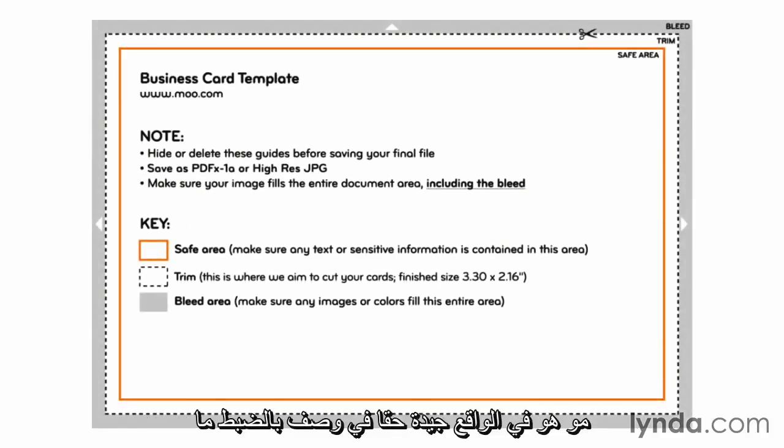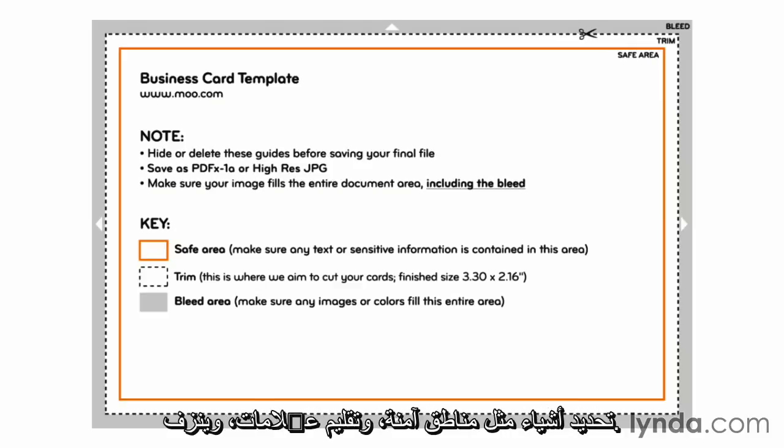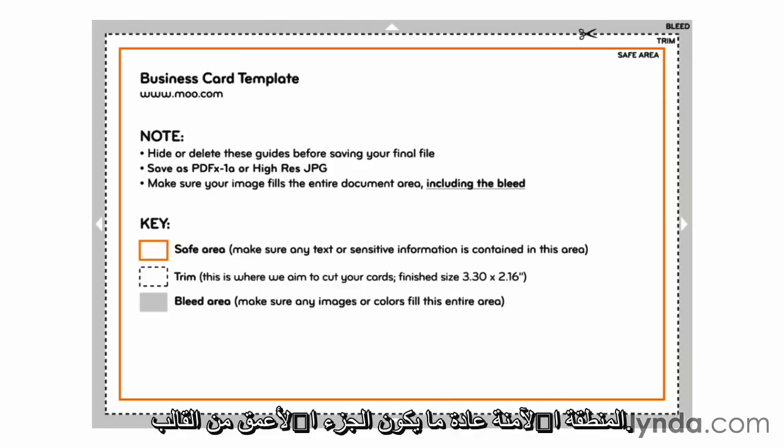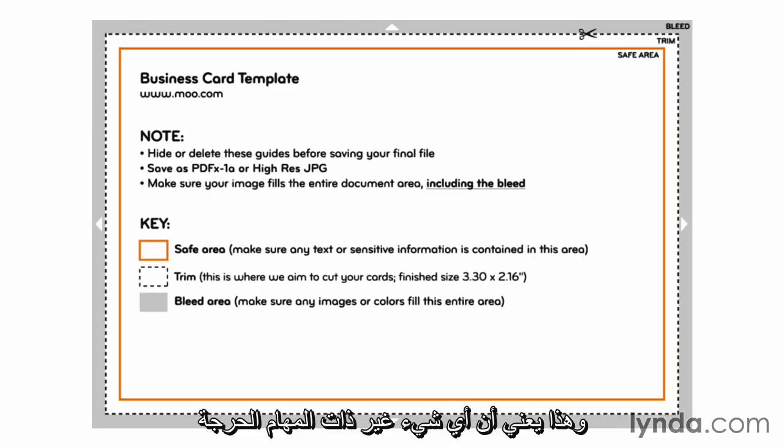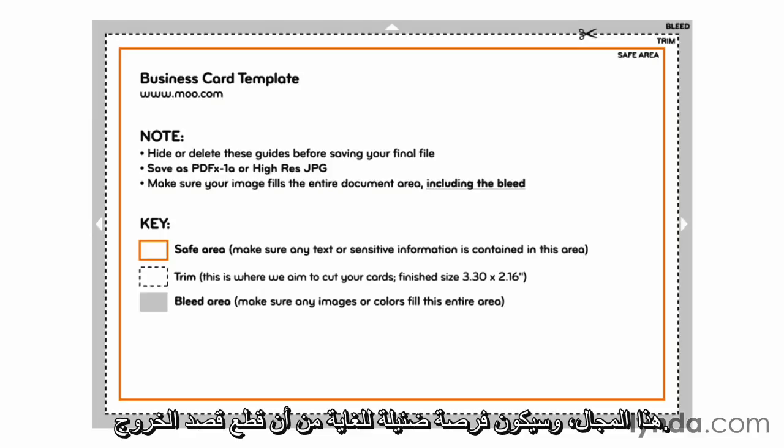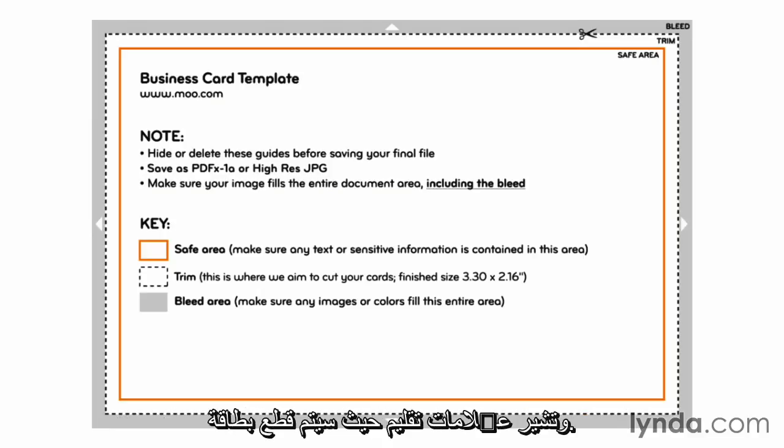Moo is actually really good at describing exactly what every little piece of their template means, but some companies aren't, so you need to be able to identify things like safe areas, trim marks, and bleeds. The safe area is usually the innermost part of the template. That means anything that is mission critical for the design goes inside of this area and will have very little chance of being accidentally cut off. The trim marks indicate where the card will be cut.